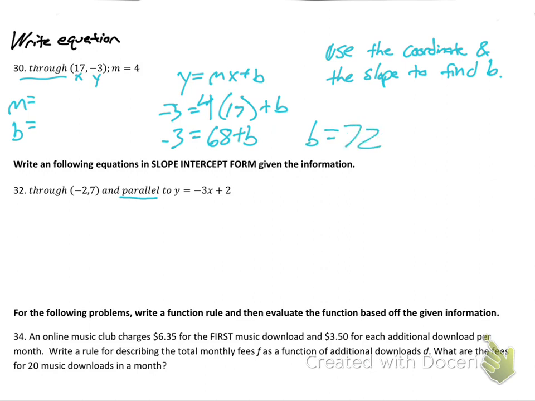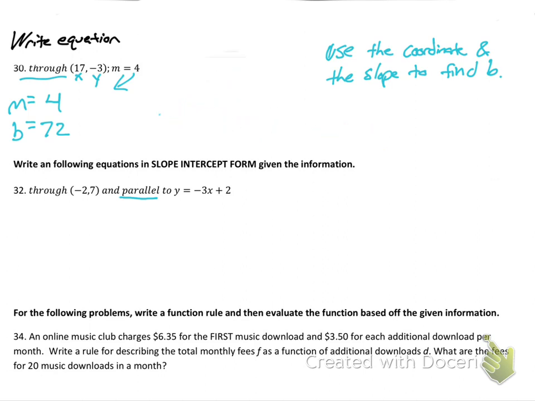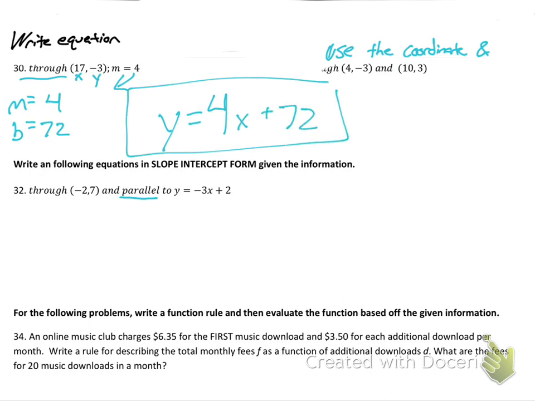Well, let me just check my work here on my calculator. I'm going to do 17 times 4 is equal to 68, and then obviously with the -3. So then b is going to be equal to 72. We already know what our m is. That's going to be equal to 4. So now, you don't want to erase this, but I have to just because of space. We are just going to write the equation y is equal to, I'm going to plug my 4 in, and then I'm just going to add my b. And that's it, right there.